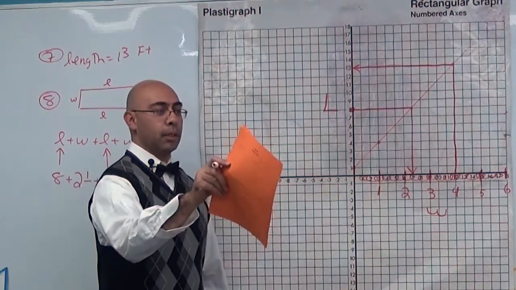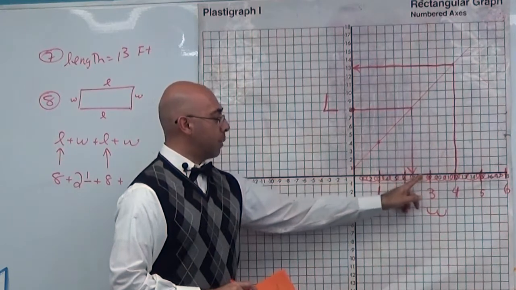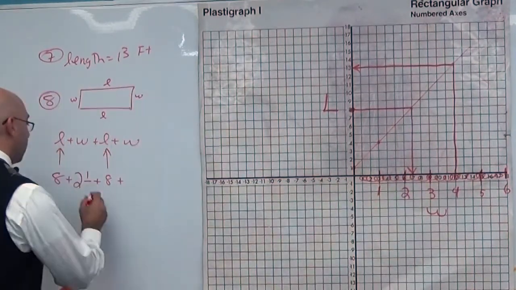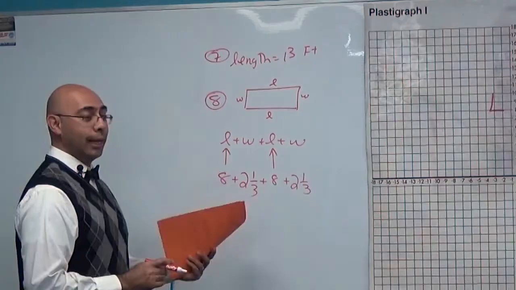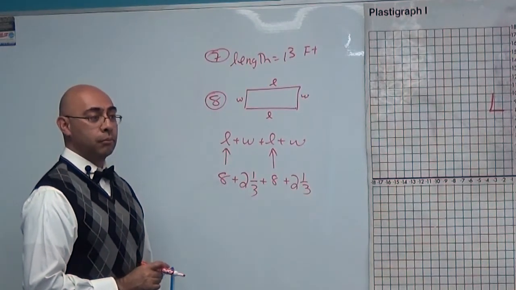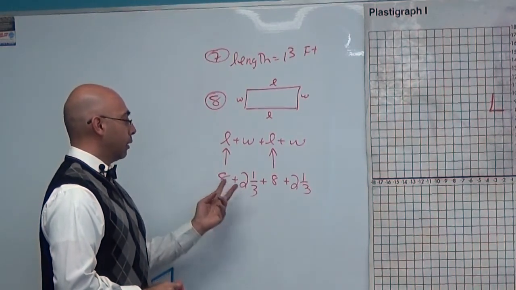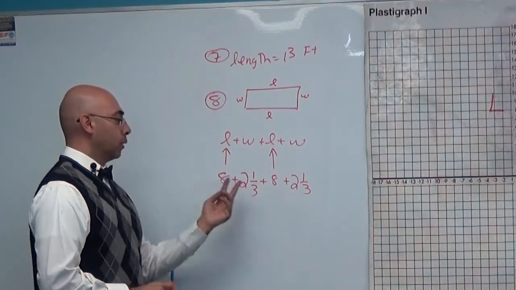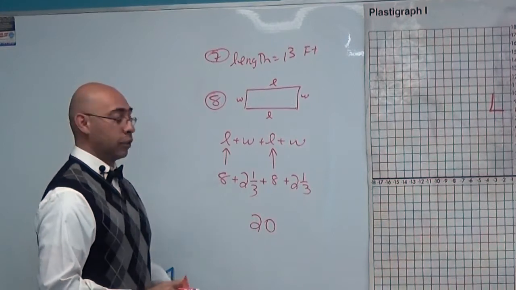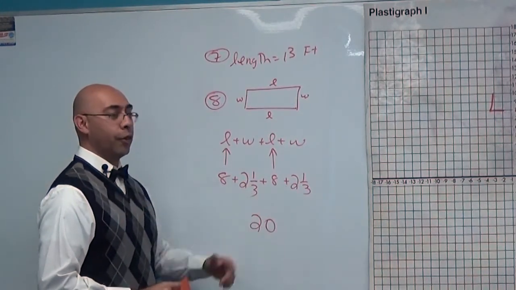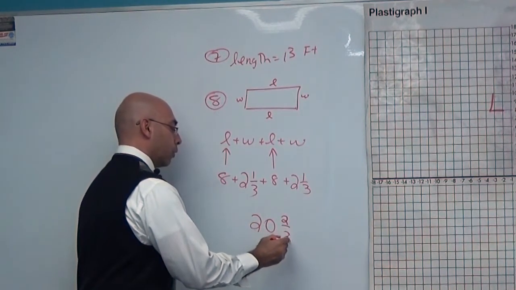But what's the bottom number going to be? Yeah, we got 3 spaces in between each number. So the bottom number is going to be a 3, which means this is also going to be 2 and 1 over 3. Now just add up all the whole numbers. What's 8 plus 2? 10. And what's 8 plus 2? 10. What's 10 plus 10? 20. So that's 20. And we do the same thing with the fractions. Here's 1/3. Here's another 1/3. How many thirds are there? 2/3. So 20 and 2/3 feet.